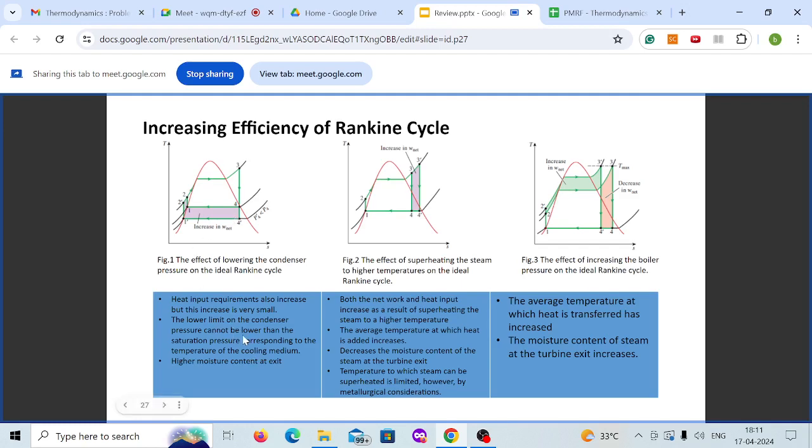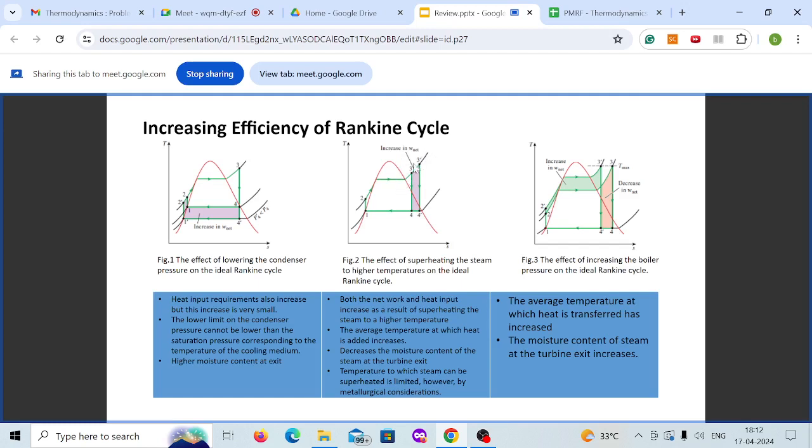But the lower limit on the condenser pressure cannot be lower than the saturation pressure corresponding to the temperature of the cooling medium. So that is the limitation on that. And because you are going to a lower condenser pressure, you are expanding the turbine to a lower pressure, and you have a higher moisture content at the exit, so your dryness fraction basically goes down.